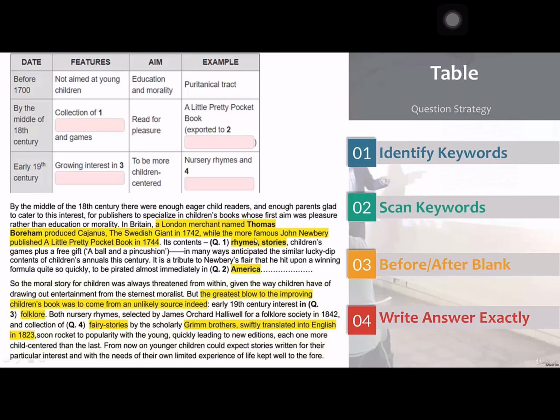Okay? And then Little Pretty Pocketbook, we see that right here. Now, in terms of the rest of it, it says, let's see. In many ways anticipated the similar Lucky Dip contents of children's annuals this century. That's not the sentence. Here it is. It is a tribute to Newbery's flair that he hit upon a winning formula quite so quickly to be pirated almost immediately in America, right? So it was pirated to America.